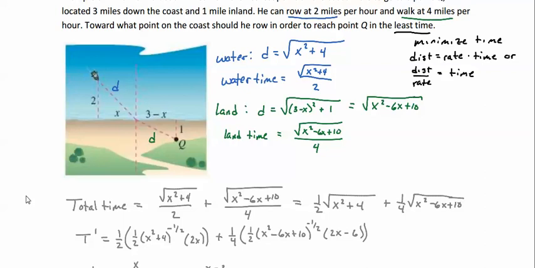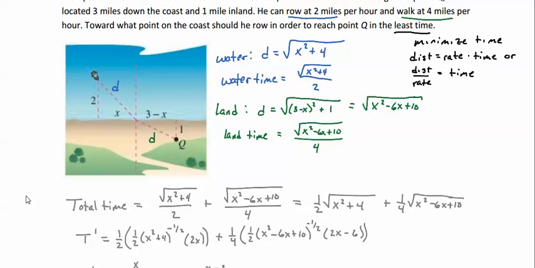On water, we'll call our distance d in blue. D is the square root of x squared plus 4, right? X squared plus 2 squared. This is our hypotenuse. And I know that he can row at 2 miles per hour. So if the distance in the water is the square root of x squared plus 4, and the rate in the water is 2 miles per hour, then the time in the water, or water time, is the square root of x squared plus 4 all over 2.